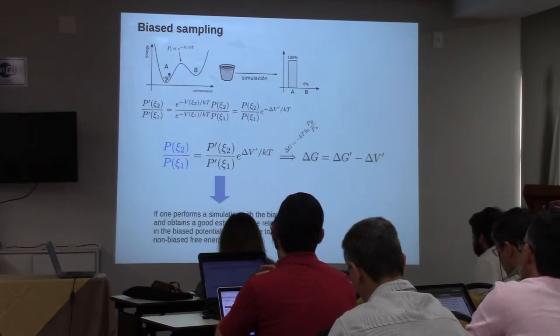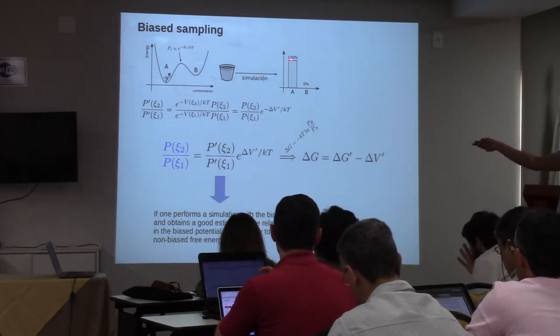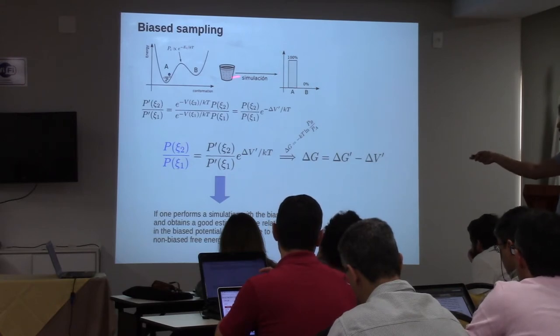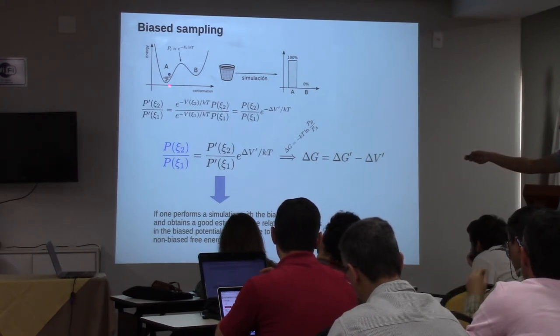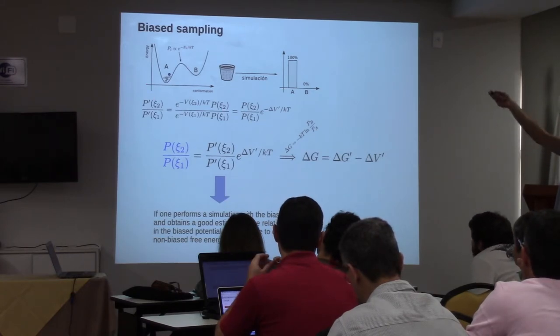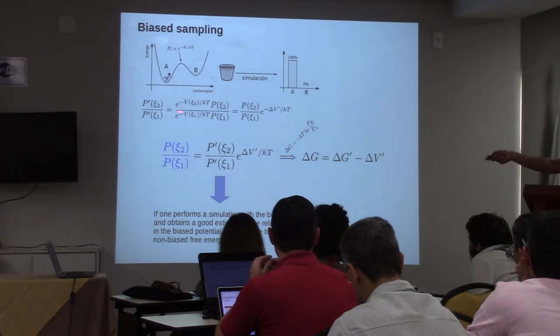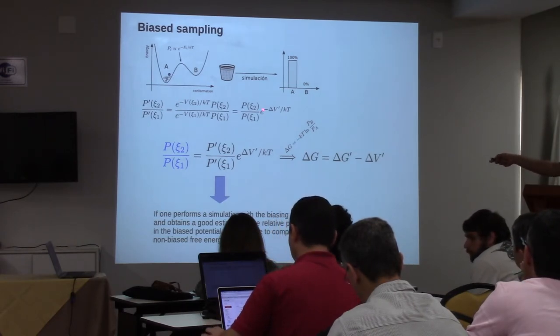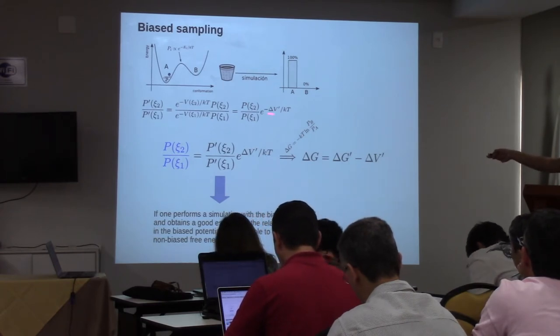So let's review that. What we had is a simulation that was not able to sample correctly the configurations. We will introduce in the potential energy of the simulation a perturbation that varies along the reaction coordinate, and then perform a new simulation, and this new simulation will have different probabilities of each reaction coordinate because of the perturbation, and these new relative probabilities will be related to the original probabilities by the exponential of the perturbation introduced.